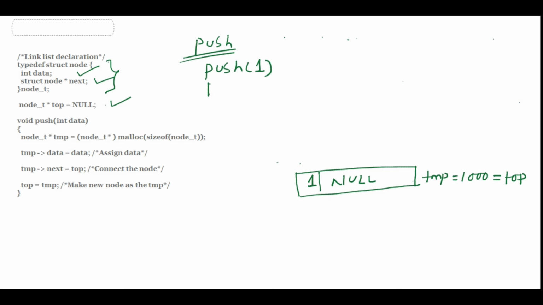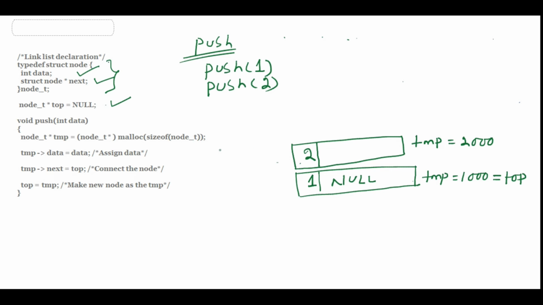Now suppose we want to insert our second element and we call push of 2. When we call push of 2, data is 2. Here we are again taking a temporary variable and allocating the memory. Suppose we have taken one more node, and suppose this returns us the address 2000. Now it has one data field and one link field. Before that we have temp of data equal to data, so data will be 2.